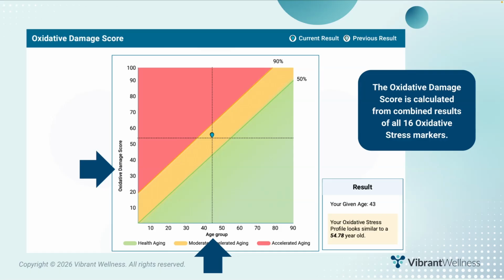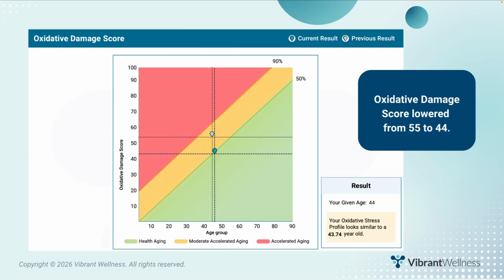A score in the yellow represents a moderate score, falling between the 50th and 90th percentile. And a score in the red represents accelerated cellular aging compared to the relatively healthy reference population. In this example, the patient is currently 43 years old but has an oxidative stress score between the 50th and 90th percentile, correlated with an oxidative damage score of someone who's nearly 55 years old.